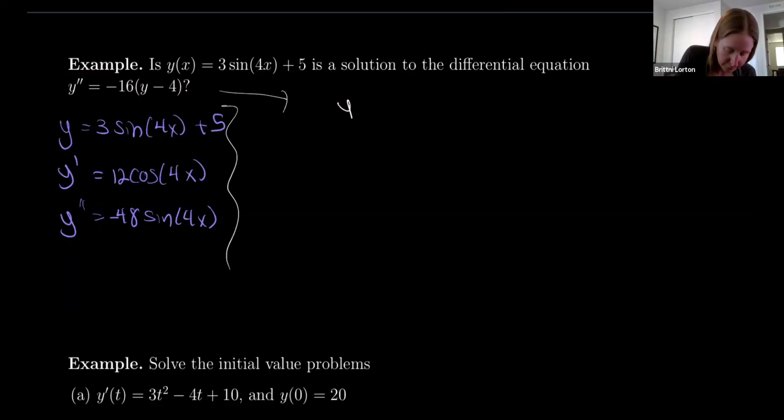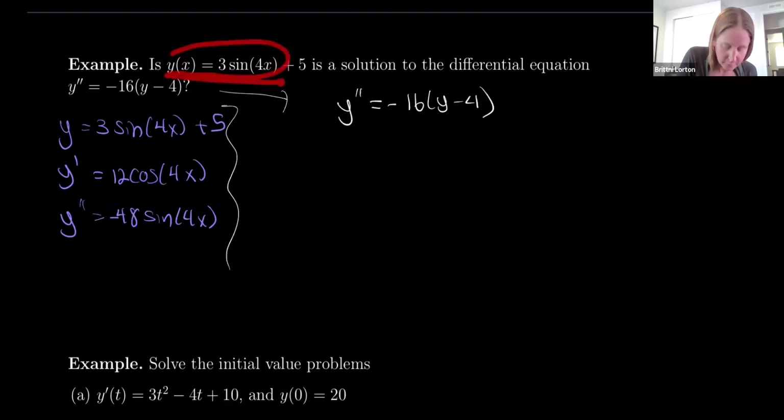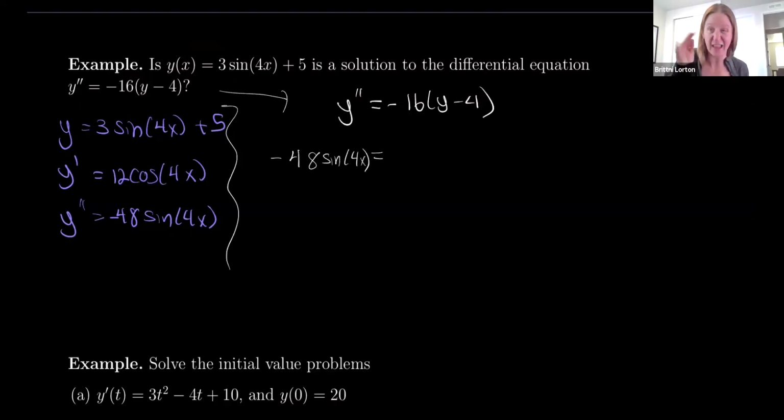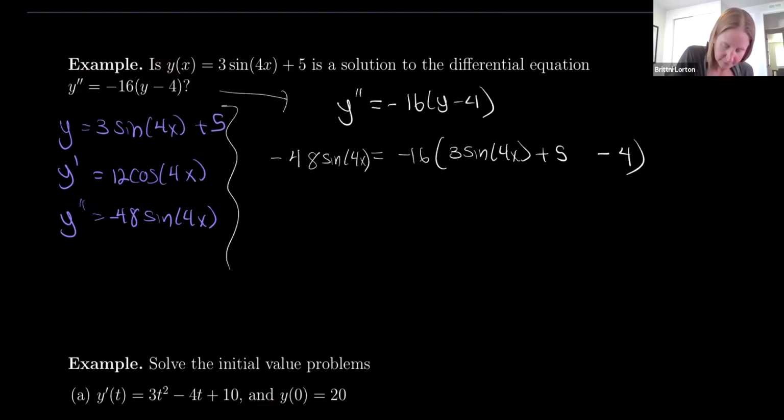Okay, and then I'm going to go over here and plug it in. So I'm going to rewrite my differential equation. I'm rewriting what my differential equation was, and I'm now going to take what I think the solution is and plug it in. So my y double prime is, I don't need to reinvent the wheel, negative 48 times sine of 4x. I did that already on the left. That's why I did that scratch work. Equals negative 16 times 3 sine of 4x plus 5 minus 4.